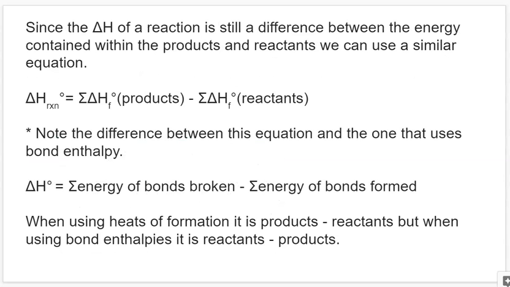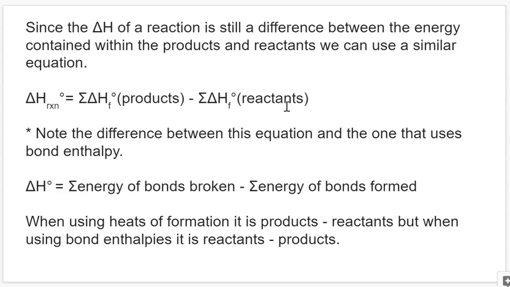So since the delta H, the enthalpy of a reaction, is still based off of the difference between the energy contained within the products and the reactants, we can use a similar equation to calculate the heat of reaction using heats of formation that we did using the bond enthalpies. Now, for this equation, the enthalpy of the reaction overall under standard state conditions is going to be equal to the sum of the heats of formation under standard state conditions of the products minus the sum of the heats of formation under standard state conditions of the reactants.